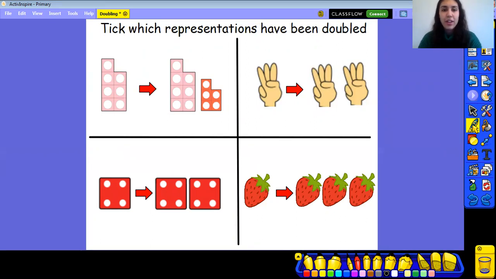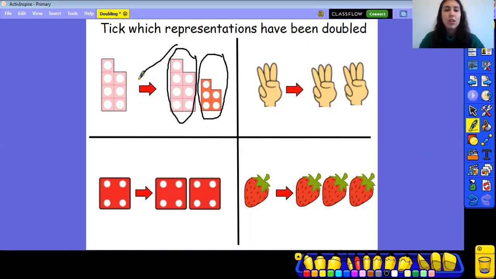Okay, great. Hopefully you've had a go at working out which ones show us double. So here before the arrow, I'm starting with 7. And then, is this being doubled after the arrow? Well, doubling means 2 equal groups. So that must mean I've got 7 and another 7. Do I have 2 7s? No, I've got a 7 and a 5. So this is not doubling because my groups are not equal.